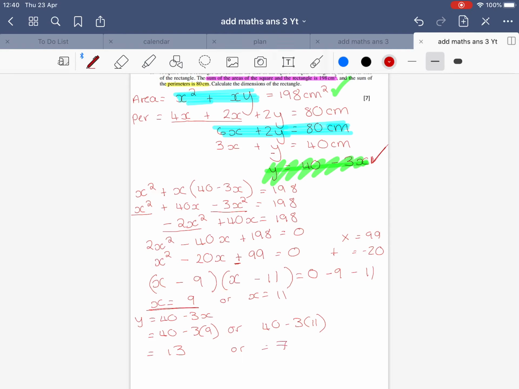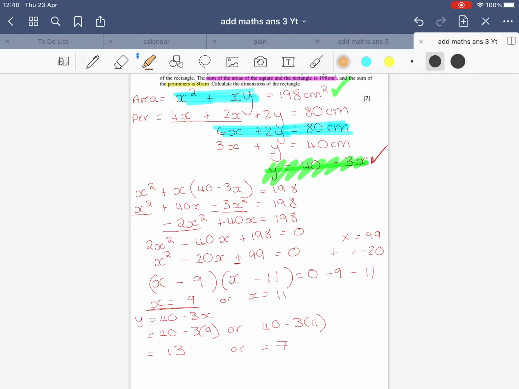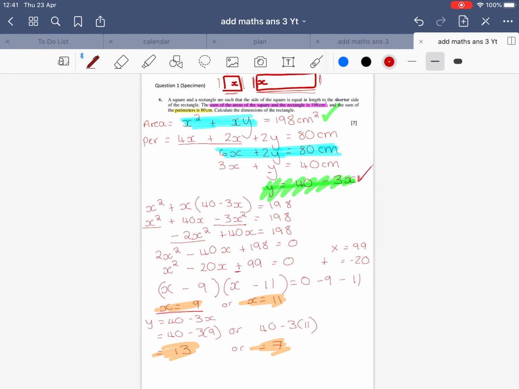You can just make sure they work if you want to by drawing your square and rectangle again and finding out the area, but you can just leave it like that. I think in the mark scheme they accepted either or, so even if you just wrote 9 and 13 or 11 and 7, you would have got it correct. Okay, so there's a lot of work for 7 marks. So all we did was form our equations, rearranged one, put it into the other one. We've got a quadratic, we solved our quadratic, and then we found out our other y.